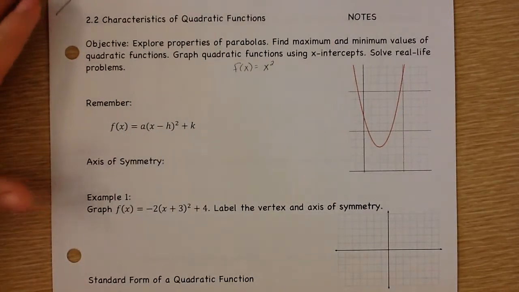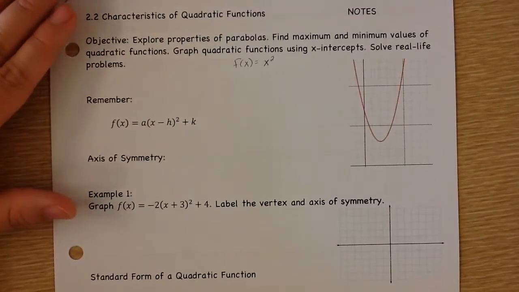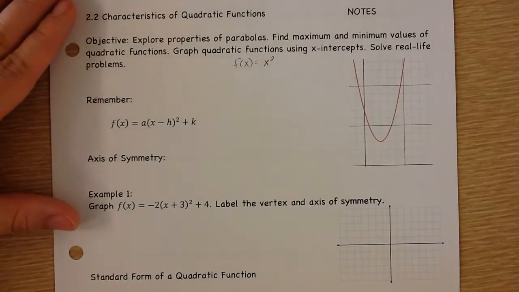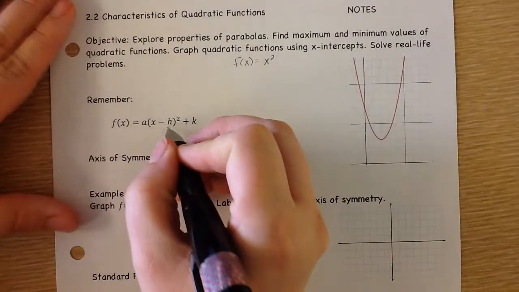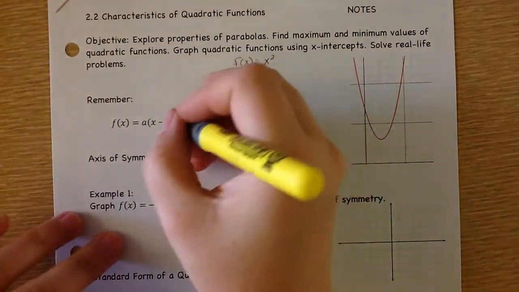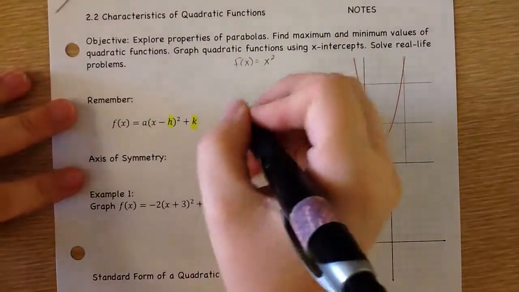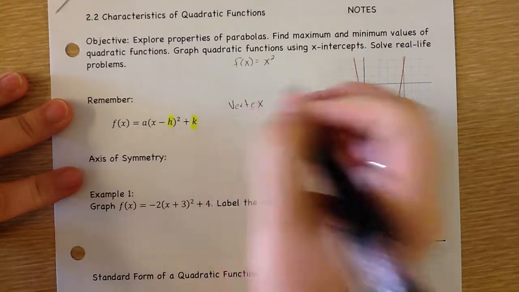Okay, so first, let's go back to our last lesson and remember our quadratic in its translated form, the vertex form of our quadratic: f of x equals a times x minus h squared plus k. If you remember from our class discussion, the vertex of this is (h, k). Again, remember that negative h and that k, because that works backwards. So our vertex is at the point (h, k).